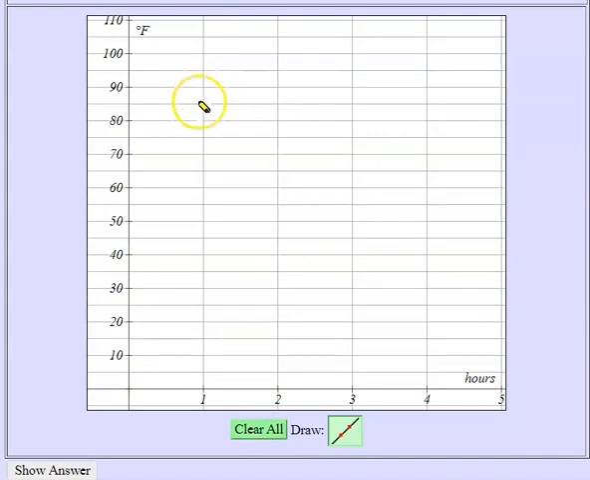Okay, and we have our 2 points, 0 hours and 95. So this was the vertical intercept. And then we know after 1 hour, we had an 80 degree temperature. So I click there. And now we have our 2 red dots at those 2 points, and we've graphed the line. Let's look at the next example.